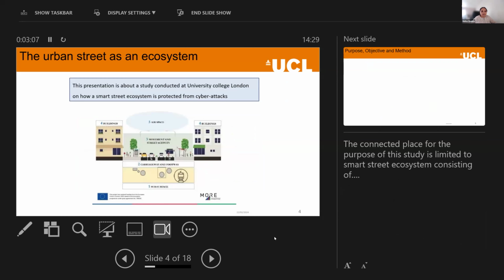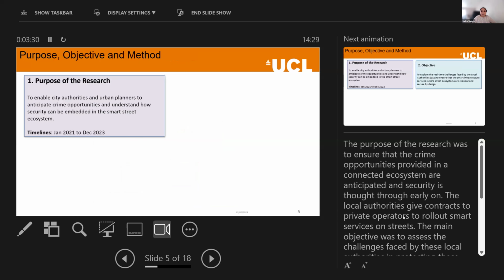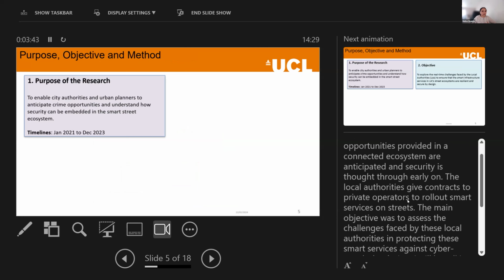Now, this particular study that I conducted at UCL takes into account the smart street ecosystem. I define the smart street ecosystem as the carriageway, the footway, the people conducting various activities on the street, the transport on the street, the buildings, the airspace, and the subsurface. The purpose of this study is to ensure that the crime opportunities provided in a connected ecosystem can be anticipated and security is thought through early on.